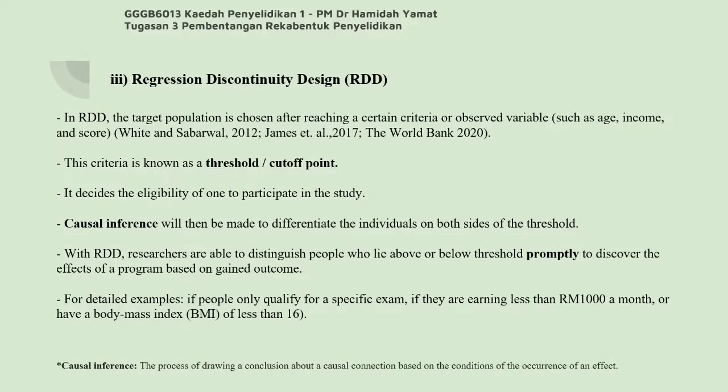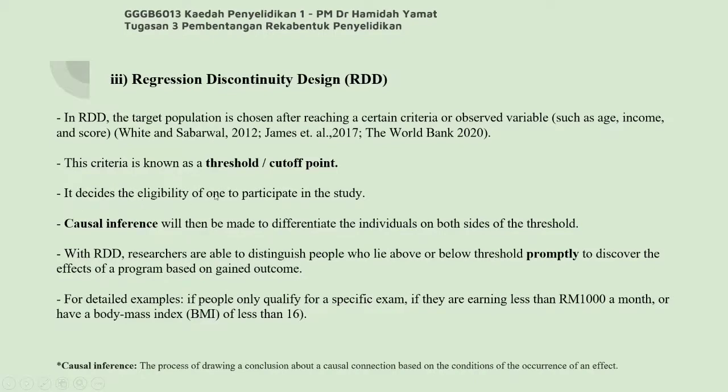The next technique used is regression discontinuity design, RDD. So in this technique, the target population is chosen after reaching a certain criterion or observed variable, which we call a threshold or a cutoff point. So these variables can be age, income, or score, for example.